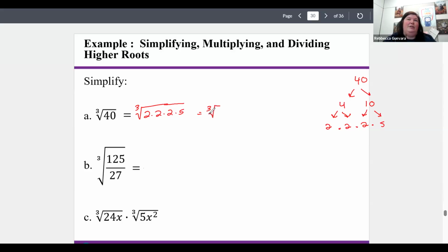So we got a cubed root, and we see we have 3 2s, so that is a 2 cubed times 5. So we're going to end up with the cubed root of 2 cubed times the cubed root of 5, leaving us with 2 cube root of 5. So that would be the simplified form.